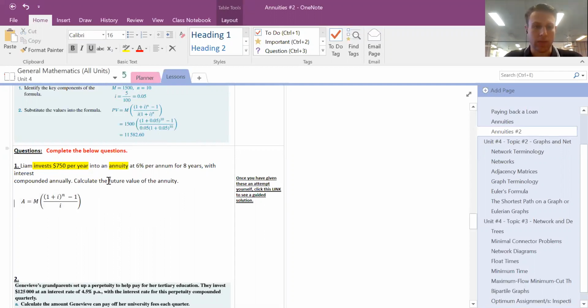Now it's asking for what is the future value of the annuity. So I've gone and looked for the future value annuity formula, which is saying A, which is my future value, equals my M, which is my payments or investments that are happening at the same time every time, times this whole section over here, which we call the future value growth factor.